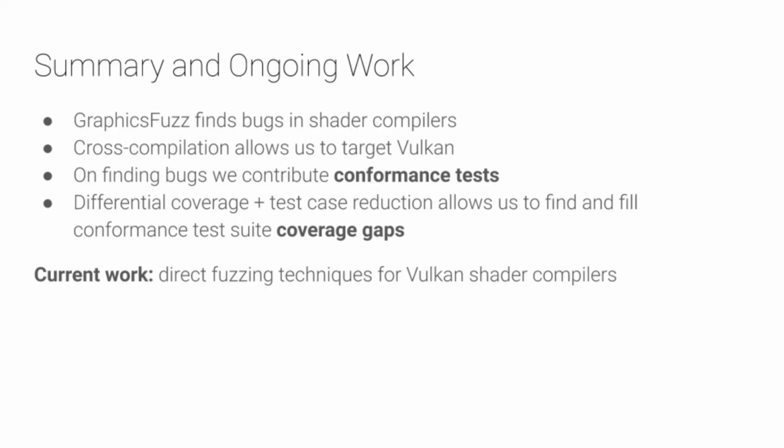I mentioned earlier in the presentation that a limitation of cross-compilation is that there's a large part of the surface area of Vulkan shader compilers that we can't hit because of the nature of the code the cross-compiler generates, and our current exciting project is a new tool for doing direct fuzzing at the level of SPIR-V, the Vulkan shading language.